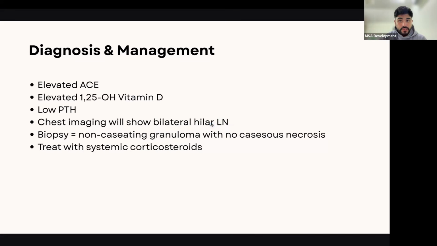So if you see in a question that they're having calcium stones and bilateral hilar lymphadenopathy, sarcoidosis. And upon biopsy, they're going to have non-caseating granuloma, as I mentioned, with no caseous necrosis. And this differentiates it from TB. And of course, we can give them systemic corticosteroids.